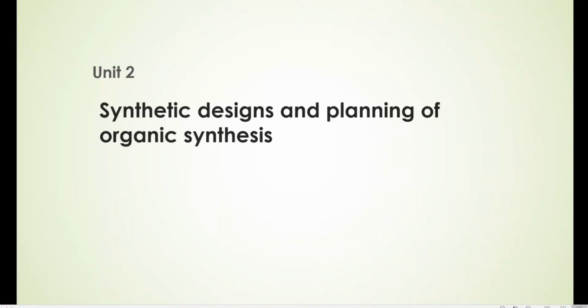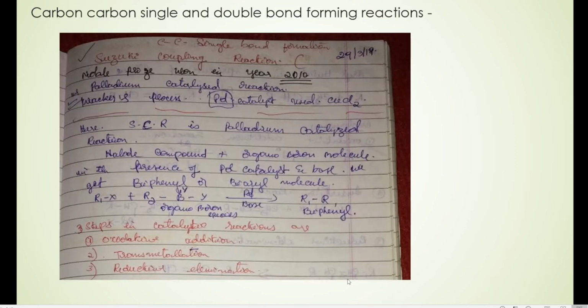So in this video, I will be starting with organic chemistry unit 2, wherein we'll be studying synthetic designs and planning of organic synthesis. To begin with, we are starting with carbon-carbon single and double bond forming reactions. We will study different examples where there is carbon-carbon single bond formation or double bond or triple bond formation.